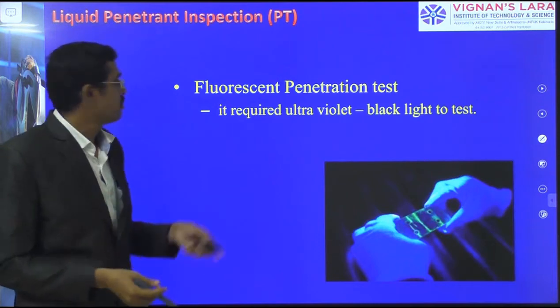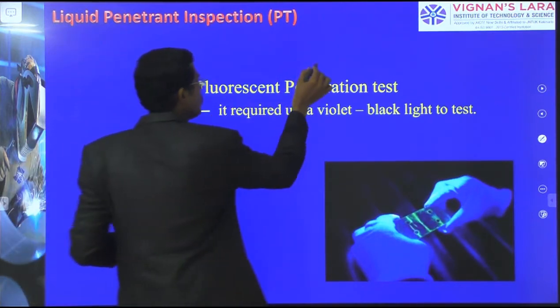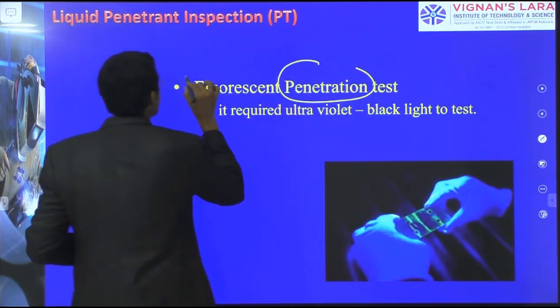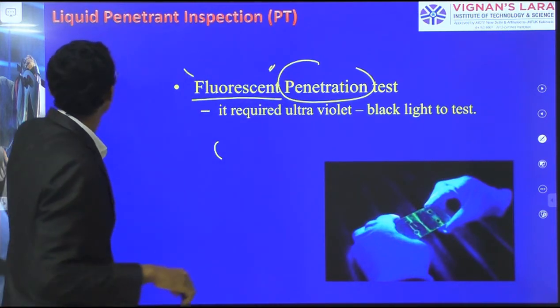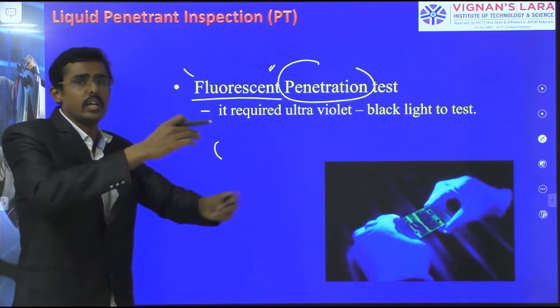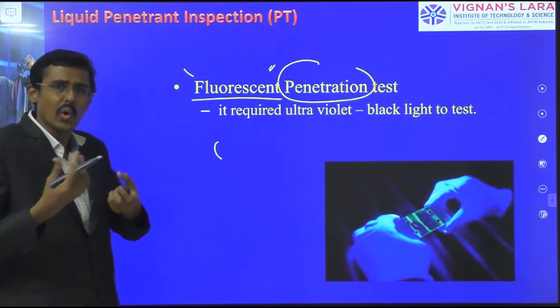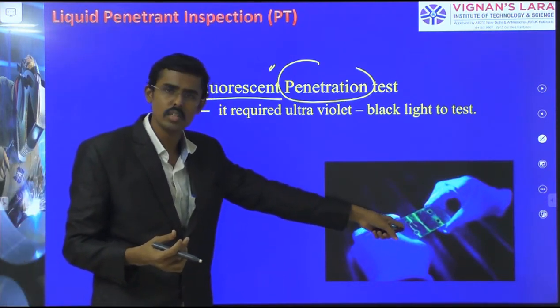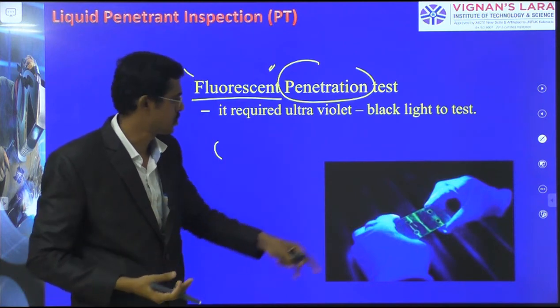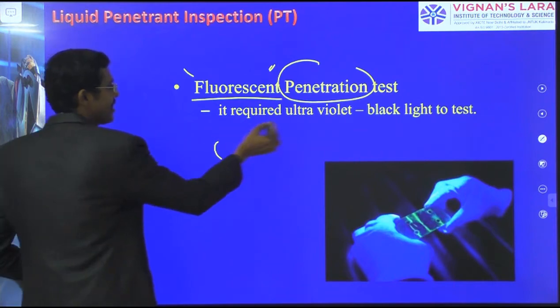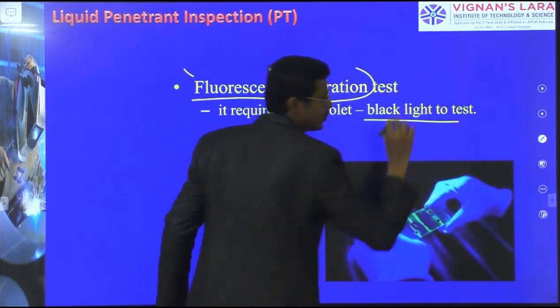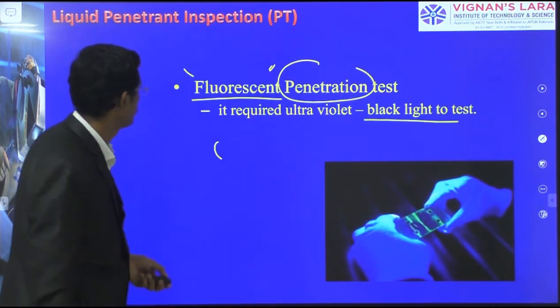We may use fluorescent penetrant also. In the case of the normal liquid penetrant test, we can use the fluorescent penetrant also. The liquid has a glow, so in dark areas we can use it for visibility. It requires an ultraviolet black light to test. That is one additional requirement.